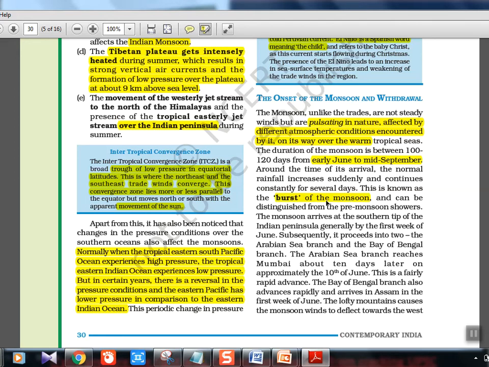There are different terms like this: burst of the monsoon, break of the monsoon, then monsoon showers. We'll see here pre-monsoon showers, which are actually just before the monsoons. Different names are there in the same chapter. We'll see for different states there are different names. Different festivals are there for them.